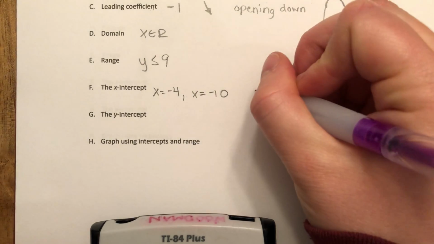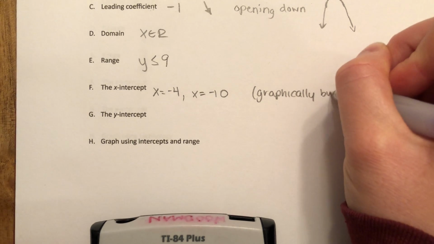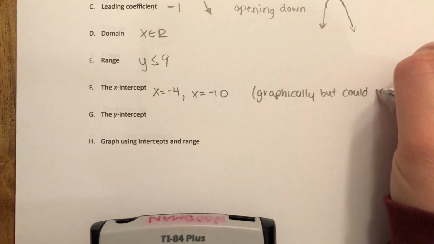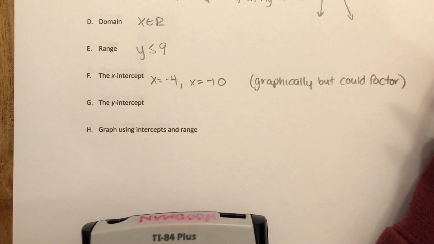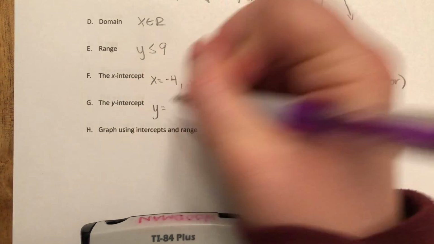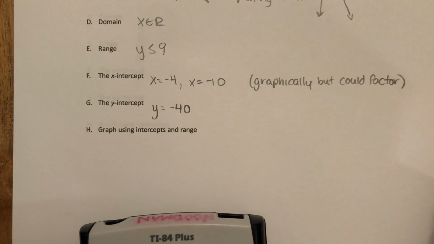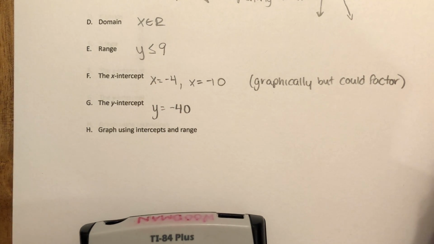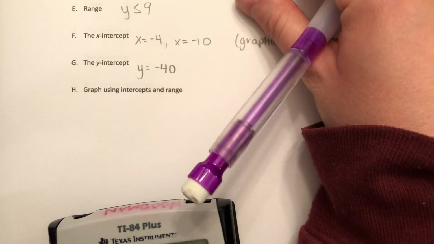Okay, so we just did this graphically. The y-intercept is just my constant, so it's going to be negative 40. Okay, so my constant is that negative 40. That's always going to be my y-intercept.